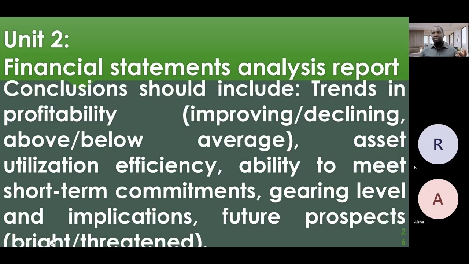So after you've done your body of work and discussion, you need to conclude, and that should include the trend. In your trend, you should consider profitability, the trends within the years. How many years was provided? Are they improving or are they declining? Are they above or below the average benchmark in that industry? You also need to look at asset utilization efficiency, ability to meet short-term commitments, which is liquidity, the gearing level, and the implication of the mix between the equity and debt. Also, future prospects, looking at the financials, is it bright or is it threatening? So these are conclusions you should be able to make as you look at the financial statements.